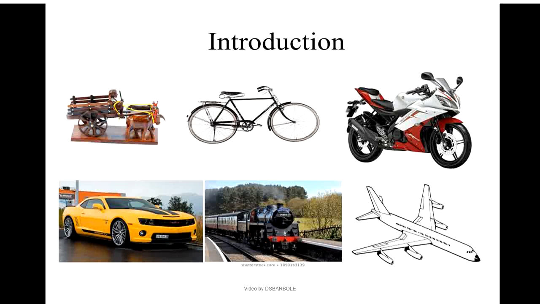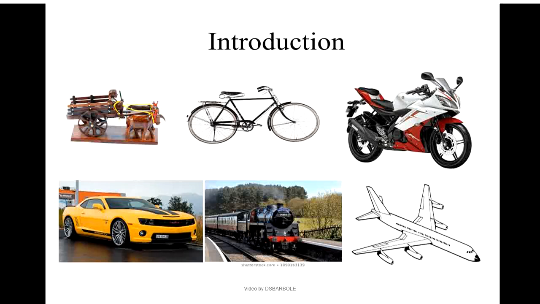Now, how human transportation evolved. Here we can see first one is the bullock cart, next one is the cycle, then there is a bicycle, then four-wheeler is there, railway is there and aeroplane is there. So these are the various stages of evolving human transportation. And now if we need more speed, then we need to go for the engine.